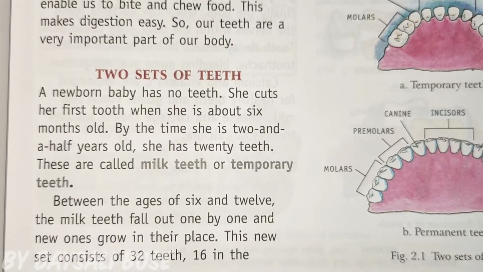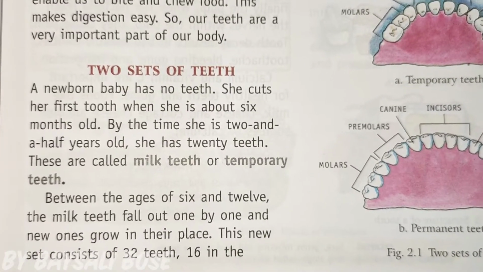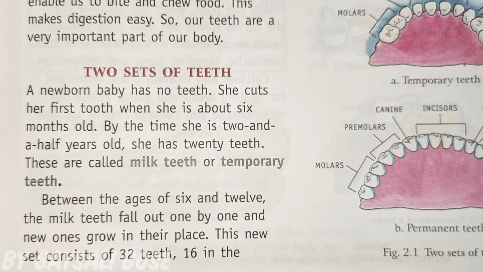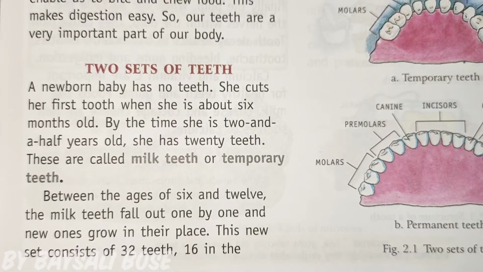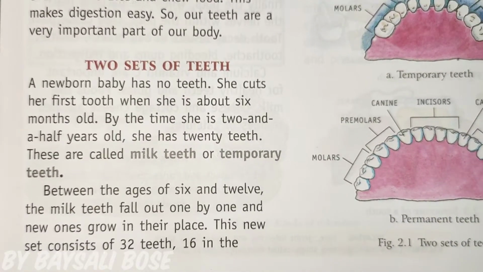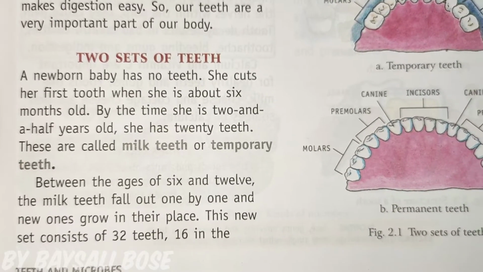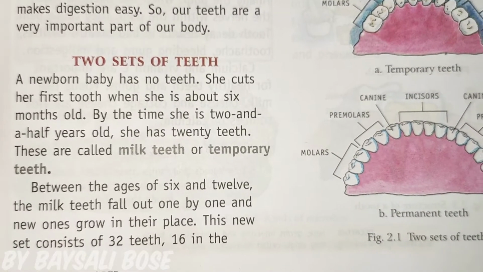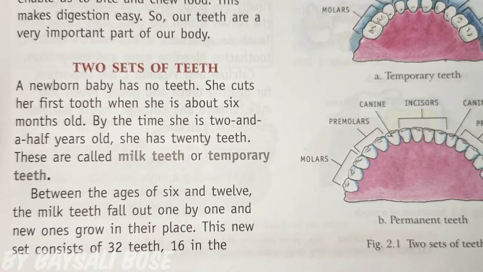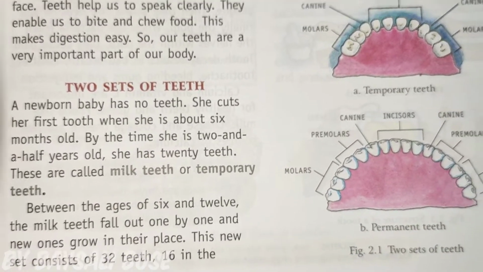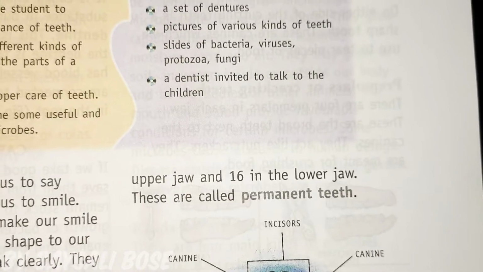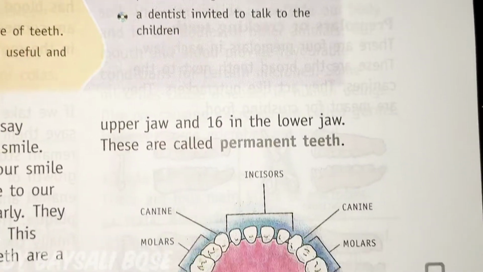So, in the beginning when you have your first teeth, how many are there? There are 20. And again, when those milk teeth break, you get another set of teeth for lifelong. There are 32 teeth: 16 in the upper jaw and 16 in the lower jaw.